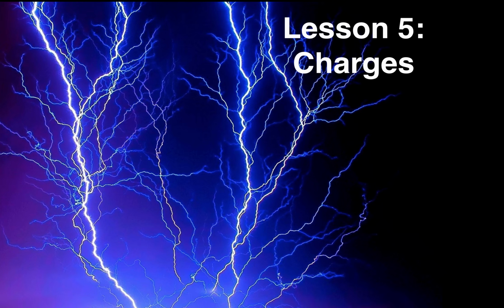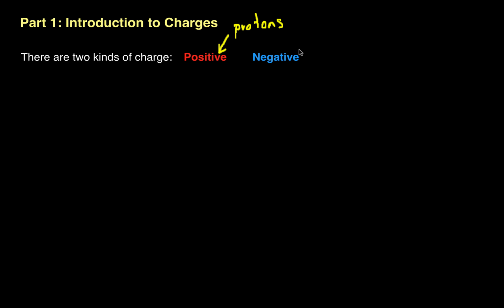Lesson 5, Charges. Part 1, Introduction to Charges. There are two kinds of charge, positive and negative. Positive charges are carried by protons in ordinary matter. Electrons are the subatomic particle that carry negative charge.